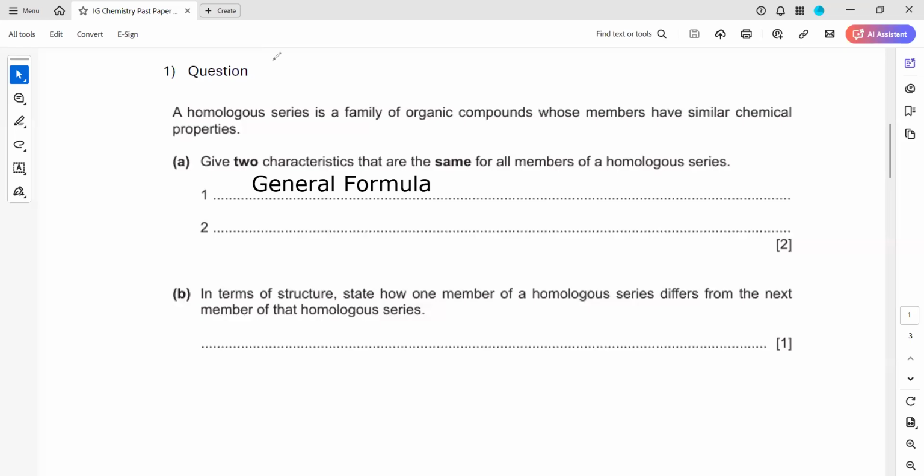If you remember for alkanes, what is the general formula? CnH2n+2. So for all alkanes, we can find the molecular formula using this formula. If we have alkene, what is the general formula? The number of hydrogens is twice the number of carbons, so CnH2n. That is alkene.